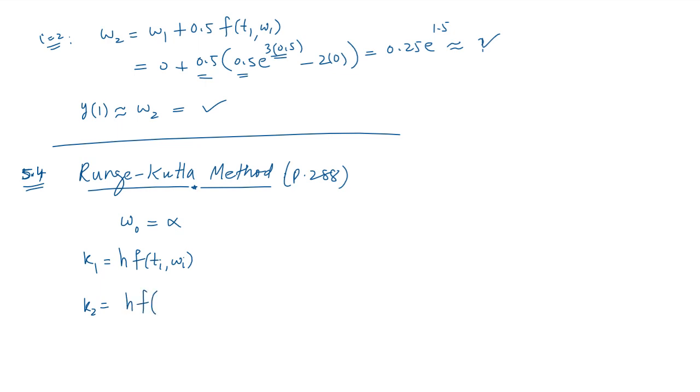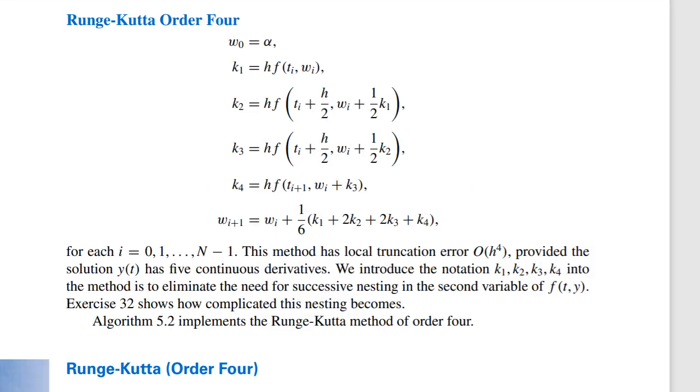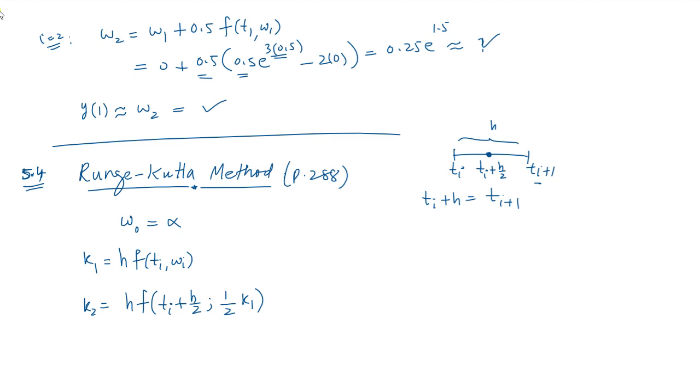Instead of going to the next point, you see ti plus h will give you the next point, ti plus 1, right? If you are at ti, the next point is ti plus 1. So this difference is h. But if I just go halfway, this is not the next point. This is ti plus h by 2. This does not give you the next point. So this uses the midpoint, basically ti plus h by 2 and wi plus half k1.